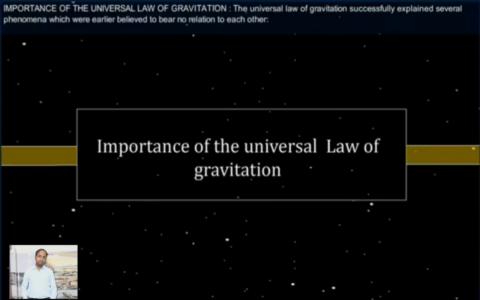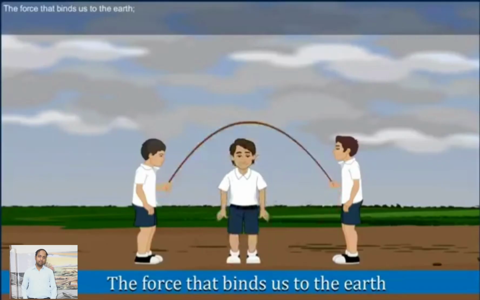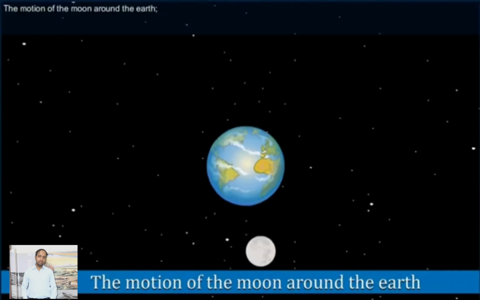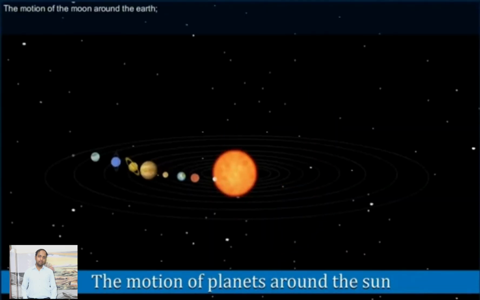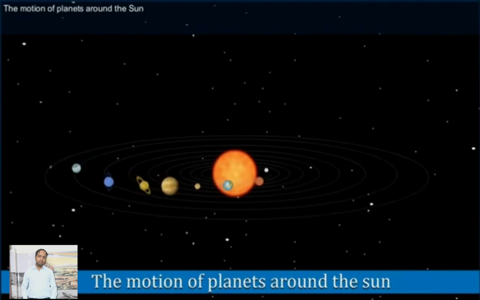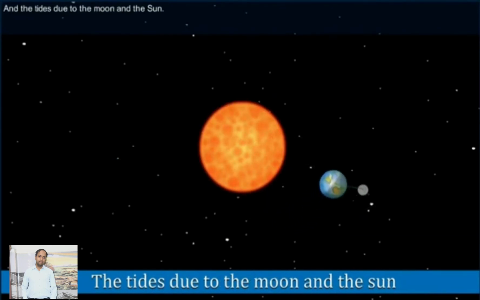Importance of the universal law of gravitation. The universal law of gravitation successfully explained several phenomena which were believed to be unconnected: the force that binds us to the earth, the motion of the moon around the earth, the motion of planets around the sun, and the tides due to the moon and the sun.